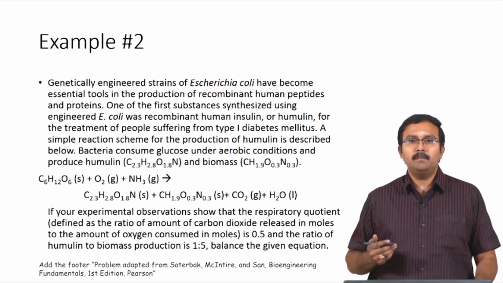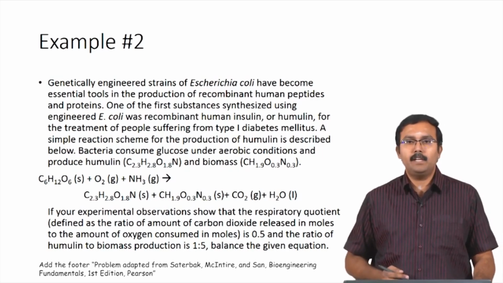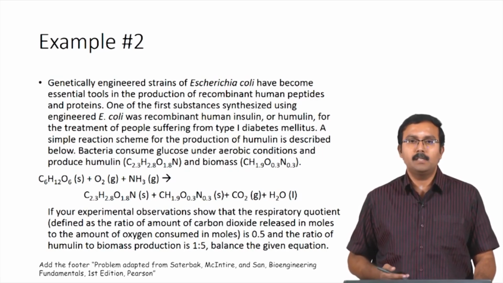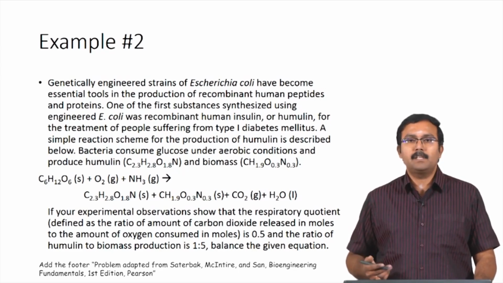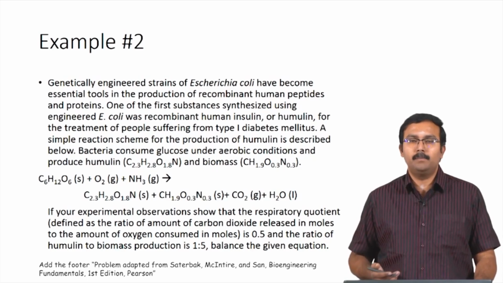E. coli have become essential tools in production of recombinant human peptides and proteins. One of the first substances synthesized using engineered E. coli was recombinant human insulin or humulin for treatment of people suffering from type 1 diabetes. A simple reaction scheme for the production of humulin is shown below.